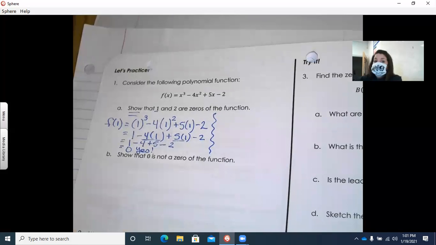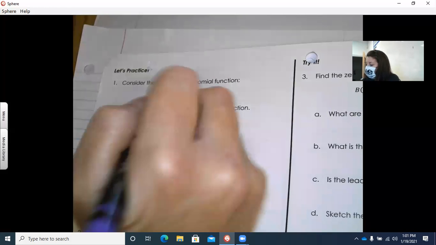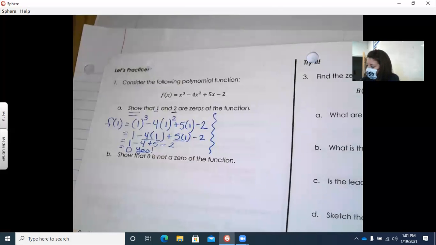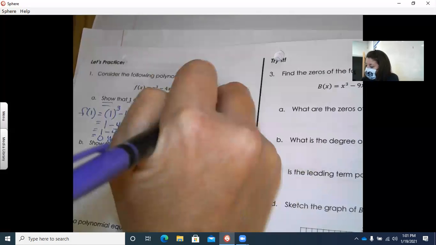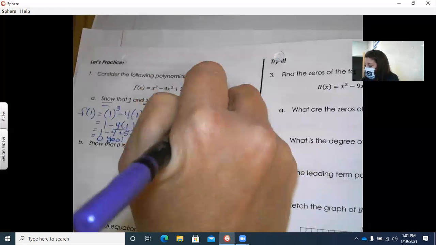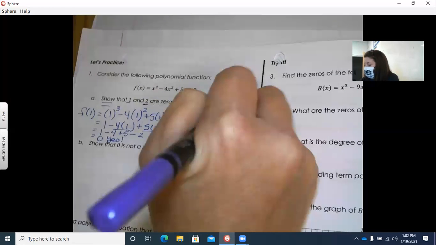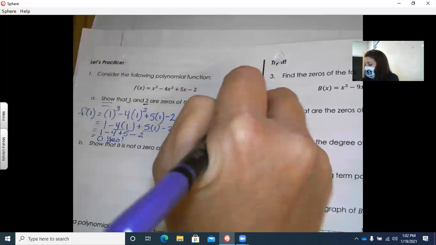So now I'm going to do the same thing, except for now I'm going to show that 2 is a 0. So I'm going to take the same function, but this time wherever I see an x, I'm going to substitute in a 2. So I'm finding f of 2. That just tells me my input's 2. So that will be 2 cubed minus 4 times 2 squared plus 5 times 2 minus 2.